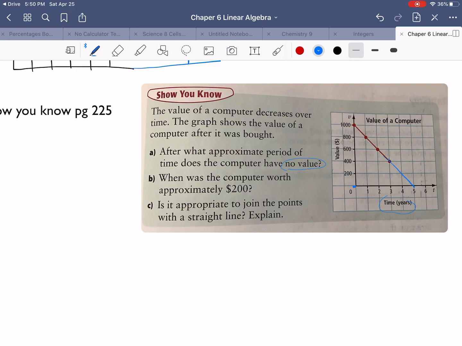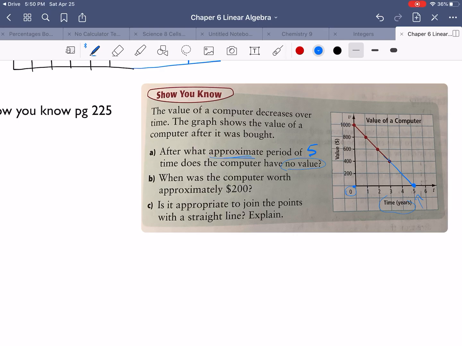When it hits the line, you're going to put a little dot there because we're looking for when it has no value, which is 0. So it hit the line at 5 years. So my guess here is 5. Again, this is an approximation. So we're not looking for exact points. We're just looking for an approximate.